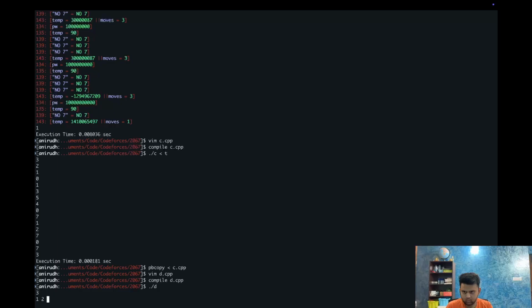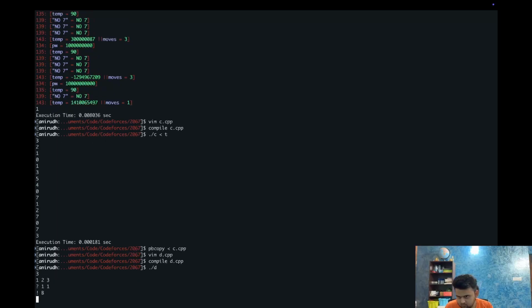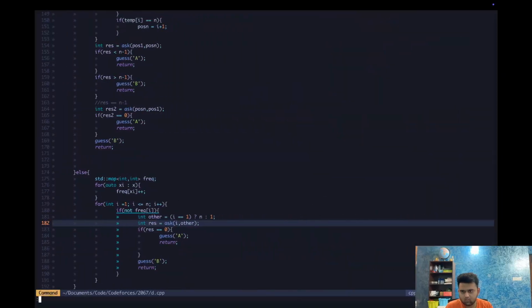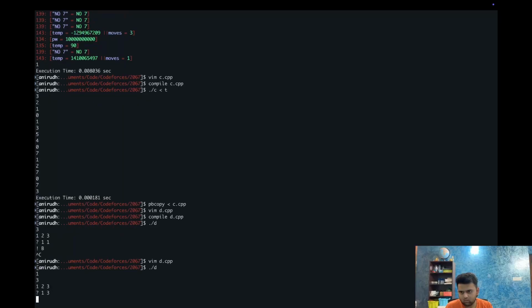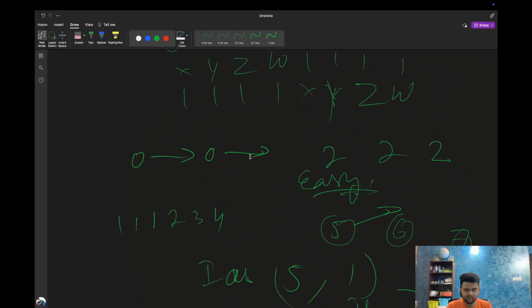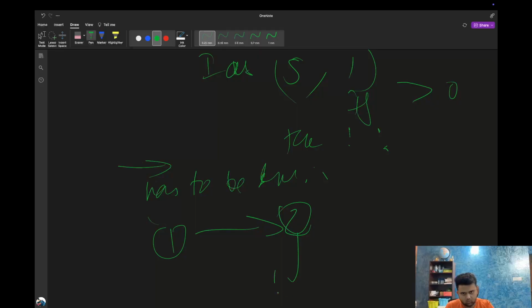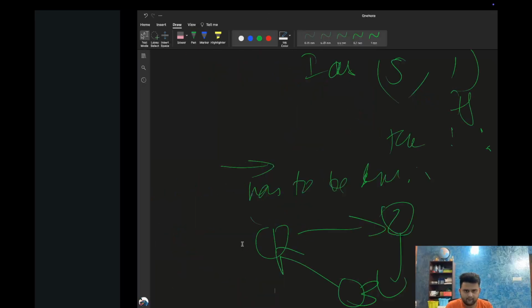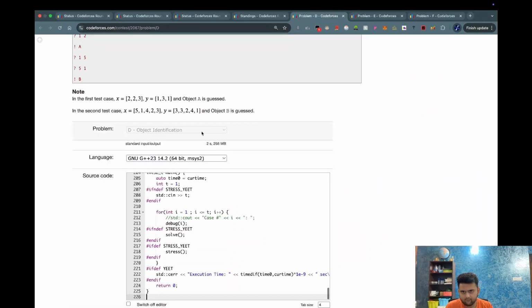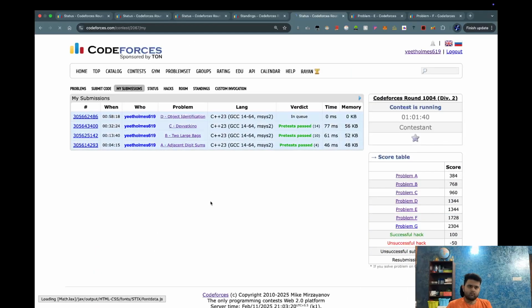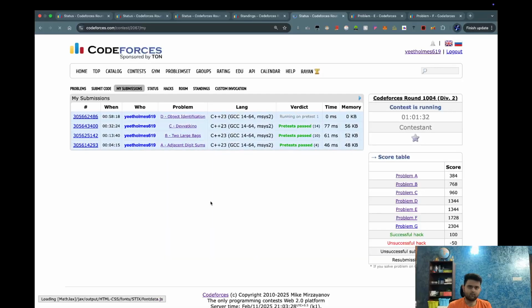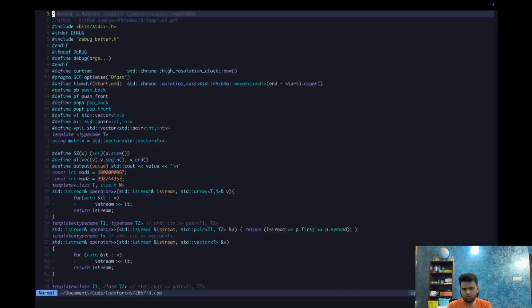3, 1 2 3. One three. That doesn't print 1 3. So 1 2 3, 2, 0. Missing some case.